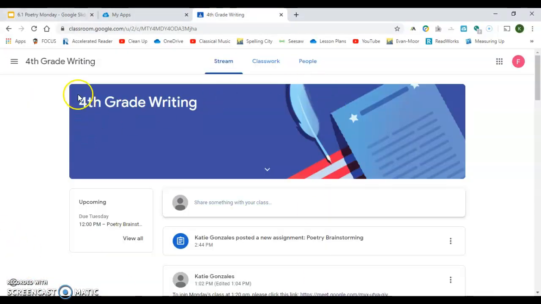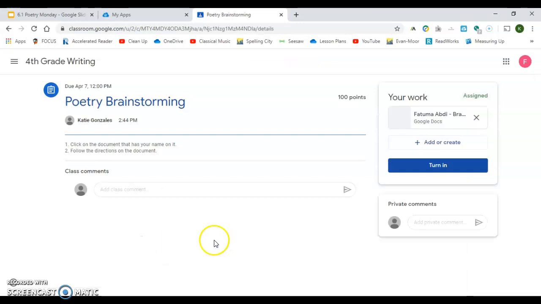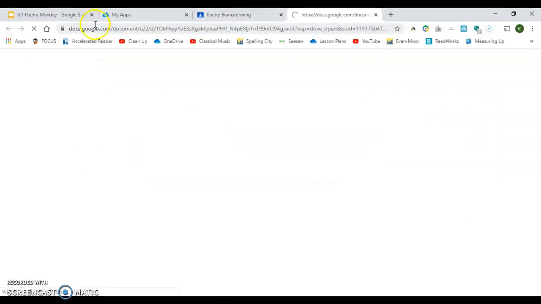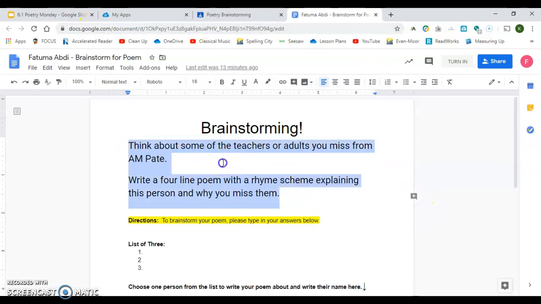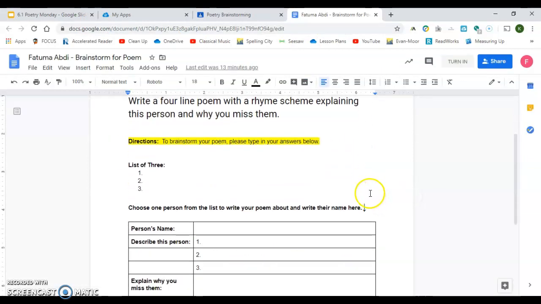Okay, so you're going to go to our 4th grade writing page. You're going to click on the assignment. Okay, you're going to come over here where it says your work. Click on where your name is. It's going to open it up for you. Here it has our prompt again. We're starting on brainstorming today.